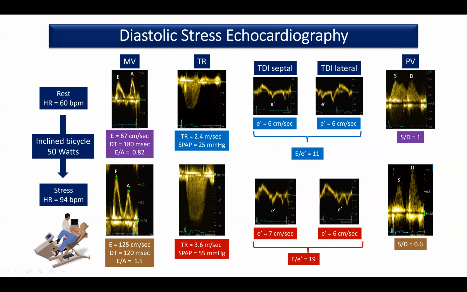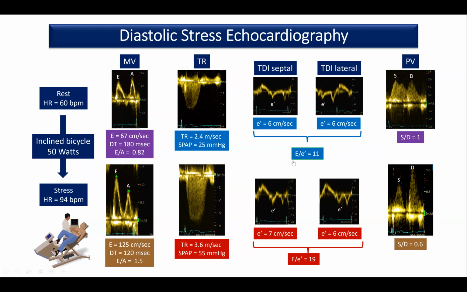Our patient, we put him on the inclined bicycle and we did a diastolic stress echo. You see the heart rate went from 60 only to 94 beats per minute. The patient became dyspneic at inclined bicycle, 50 watts only. You see the E velocity went from 67 to 125. The deceleration time shortened from 180 to 120, okay? And you can see what happened to the E to A ratio. Look what happened to the TR velocity. It went from 2.4 to 3.6.